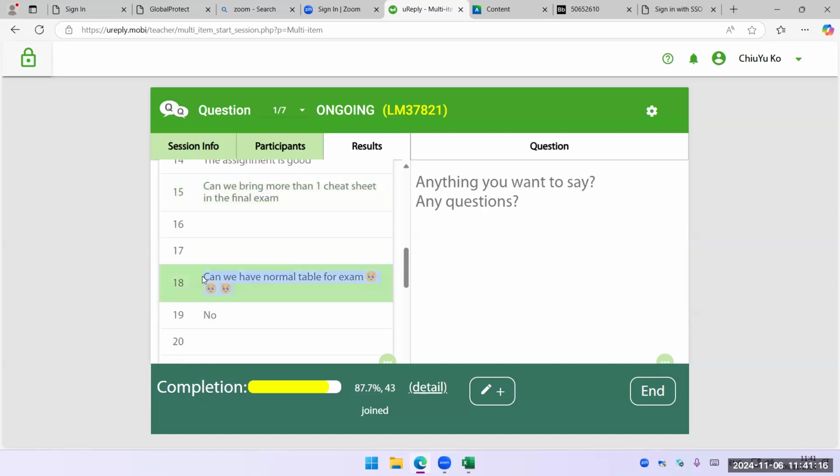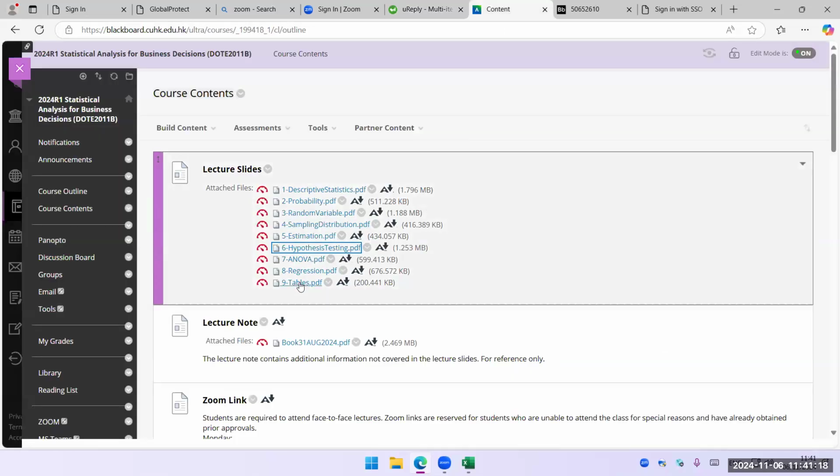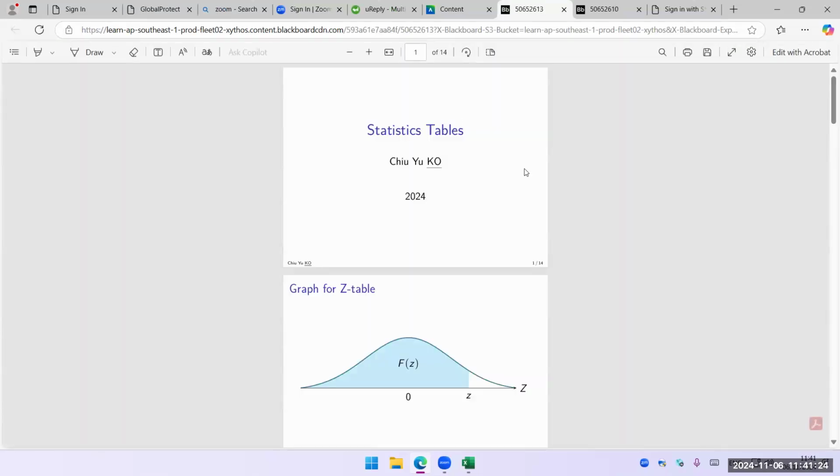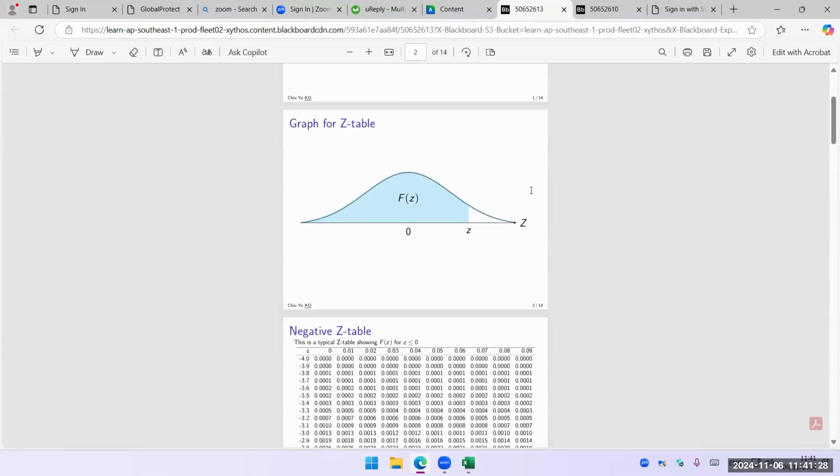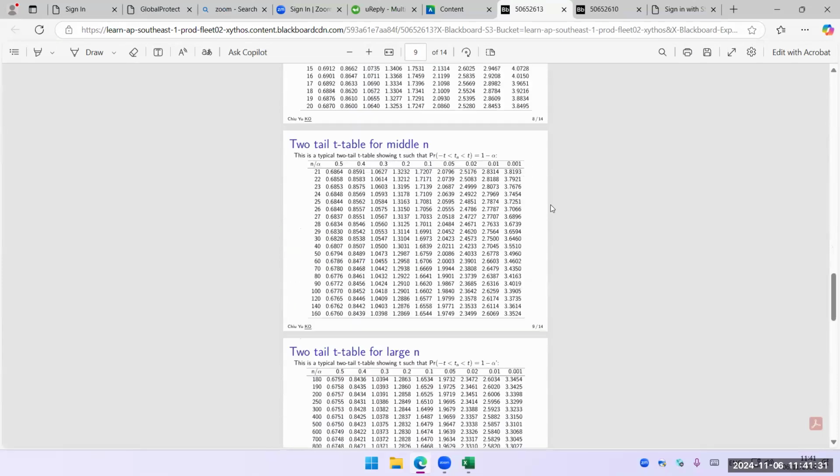The normal table you can bring, because that is the purpose of this. You can bring whatever table you want, and this set of tables should be sufficient for the purpose of the exam. Okay.